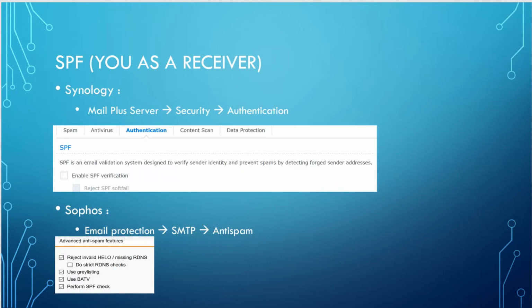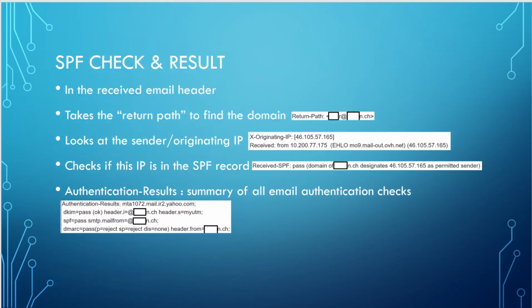SPF for you as a receiver. On the Mail Plus Server package security authentication tab, you can enable SPF verification, and you can also reject if you have a soft fail. So already here you are taking over the policy of the sender. Instead of being in the spam, it will be rejected. On the Sophos device, under email protection SMTP anti-spam, you can have a perform SPF check. But here it seems that you cannot override anything.